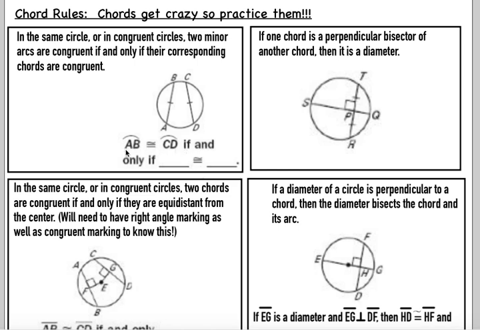So we've got here, it says arc AB with the arc marking is congruent to arc CD with the arc marking, if and only if the chords, which are chord AB, which is a segment, is congruent to chord CD, segment bar. So the arc is the curve and the chord is the segment. If one chord is a perpendicular bisector of another chord, then it is a diameter. So like if SQ is a perpendicular bisector of TR, then SQ is a diameter.